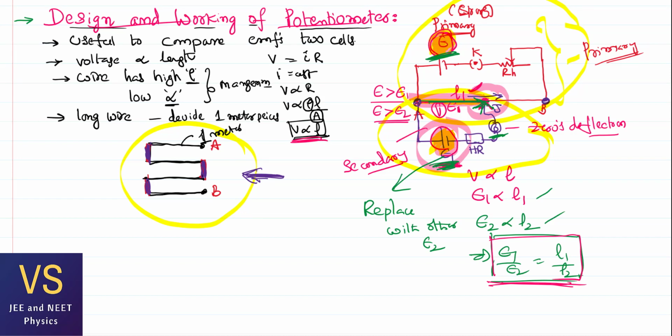As the potential drops across this part of the wire and due to the secondary battery are the same, the galvanometer shows zero deflection. In that case, taking the potentiometer formula into consideration, we can write V is directly proportional to L. So E1 is directly proportional to L1. We'll repeat the experiment by replacing this E1 with E2 and we'll get this. By dividing these two equations, we can compare the EMF of two cells. That's how a potentiometer is useful in comparing the EMFs of two cells.